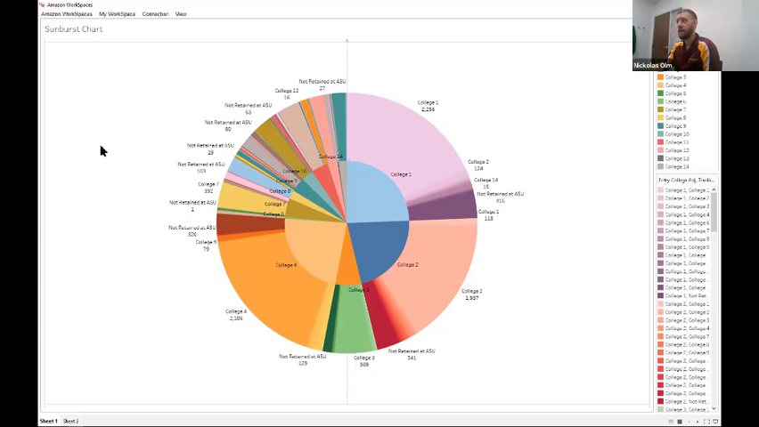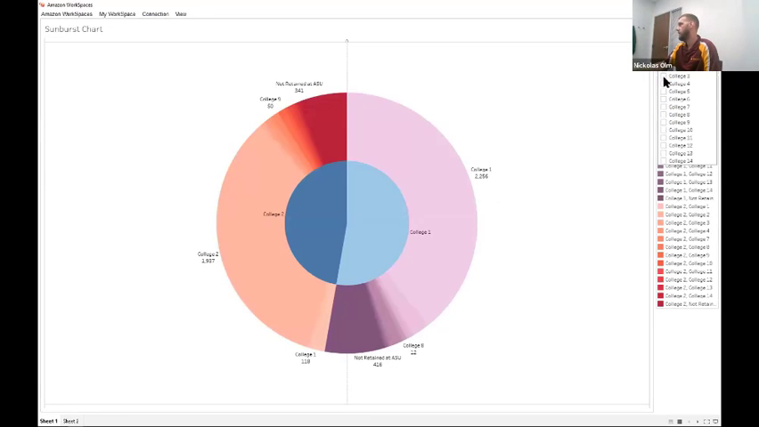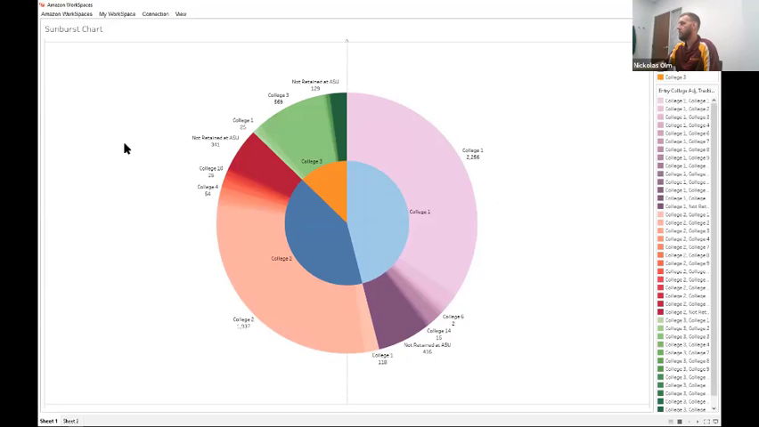You can kind of see there's a lot of noise going on here, a lot of different colors. So if you do really want to use a sunburst chart, I would recommend putting a filter on it. So if we filter for just one college, we'll do a couple colleges, you can get a better idea of exactly what you want to see, which is the swirling aspect.